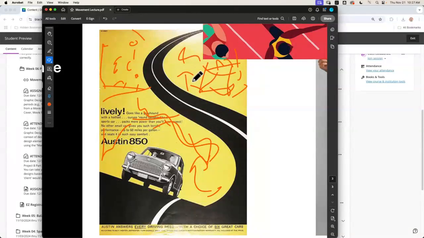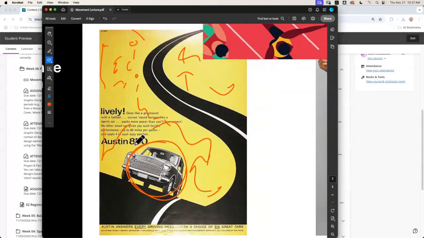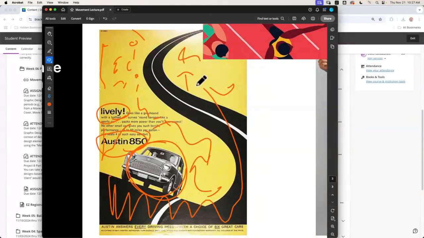None of that happens. It's not needed because I want to draw the eye from off the page and have some fun and end up here, so the person knows that they're looking at the Austin 850 and that it's lively. And this is the biggest, blackest area of the page too. So that helps with it as well.